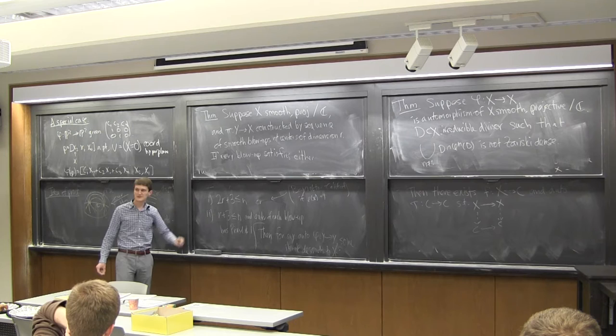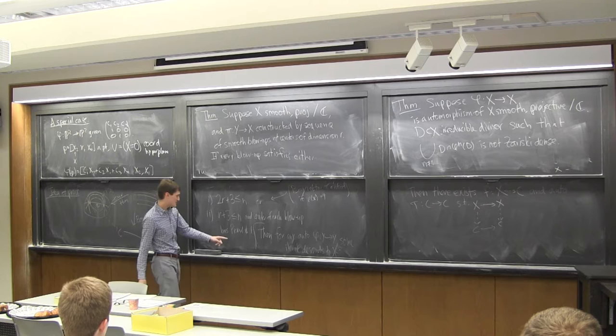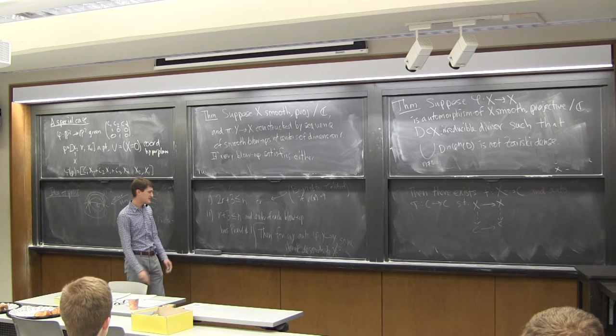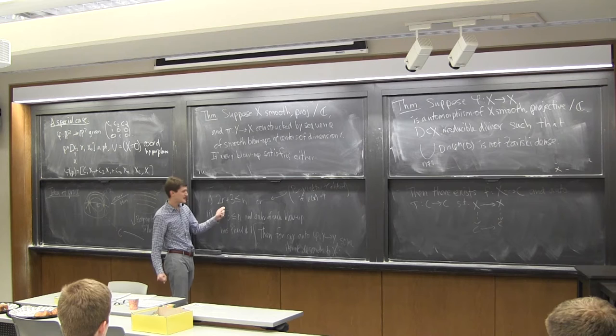OK, let me also point out, maybe you don't like this hypothesis that the things you blow up are very simple. But the good news is we do get at least one new case. Namely, if n is 4 and r is 1, this is automatically satisfied. But it's not covered by this. So if you take a fourfold, you blow up points and curves, you can never get new automorphisms on the total space.